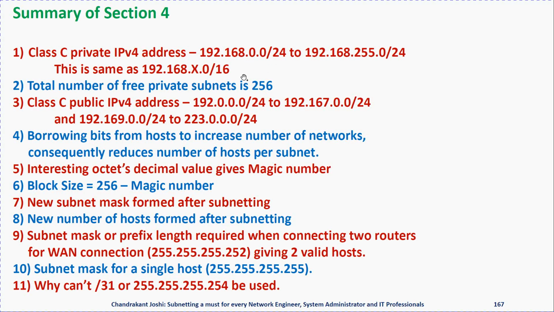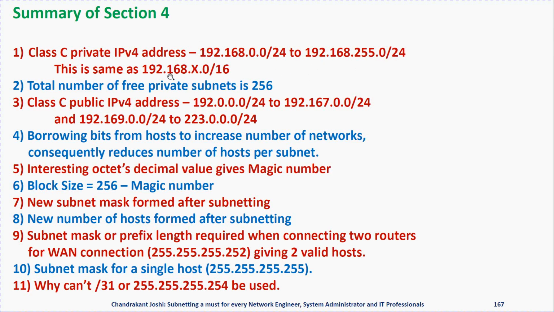Then we saw the third video, in which we saw few scenario based questions. So in the exam they could ask you question to plan or design a network based on number of hosts, or they could ask you questions based on number of networks. Okay, summary of section 4. Class C, 192.168.0.0/24 through 192.168.255.0/24. These are the private IPv4 class C free addresses.